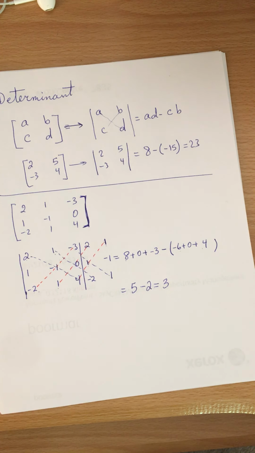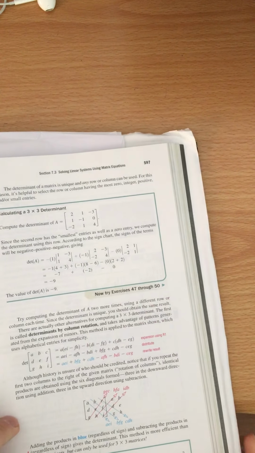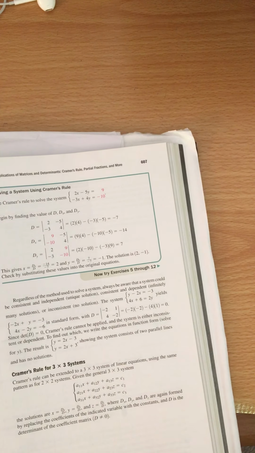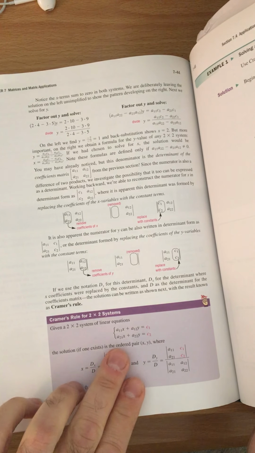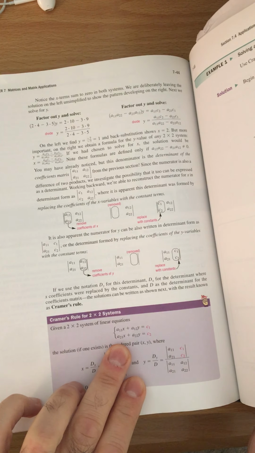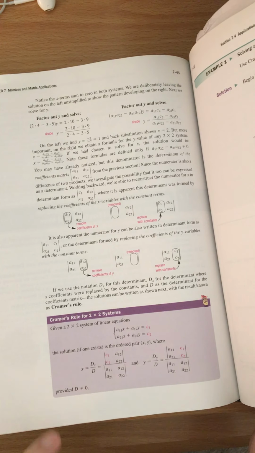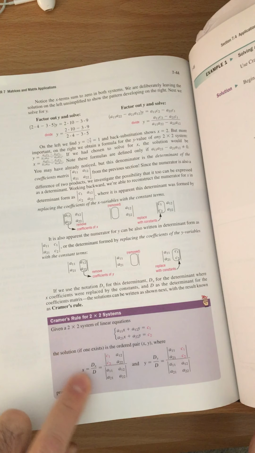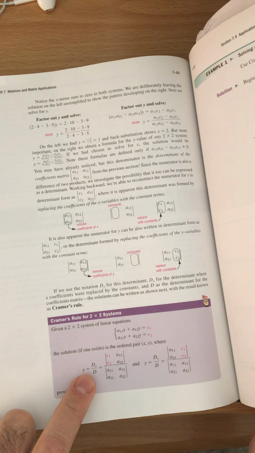Now, how do we use these in solving equations? So let's see if I move this and show you the book on page 606. Page 606. You see at the bottom of page 606, if you have a system of two linear equations, this is the way we can use determinants. It's called Cramer's rule. Cramer's rule.